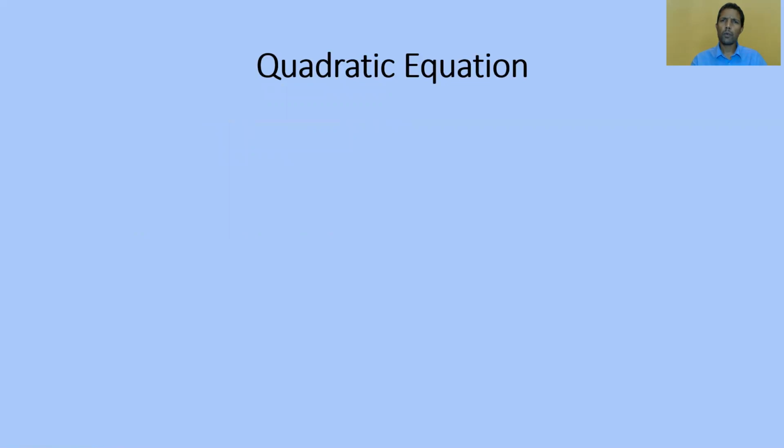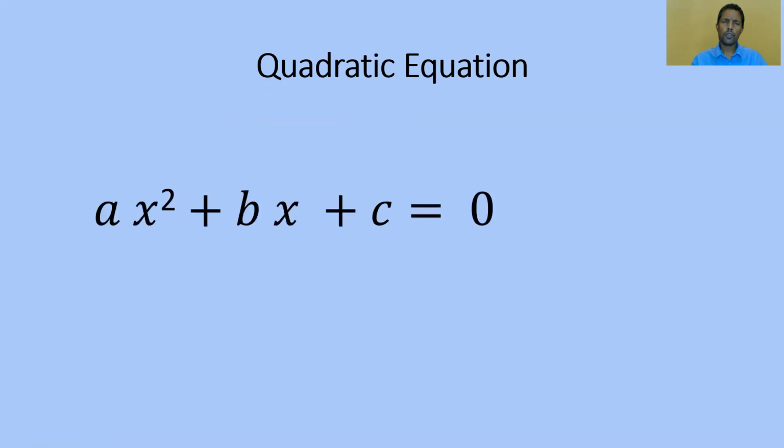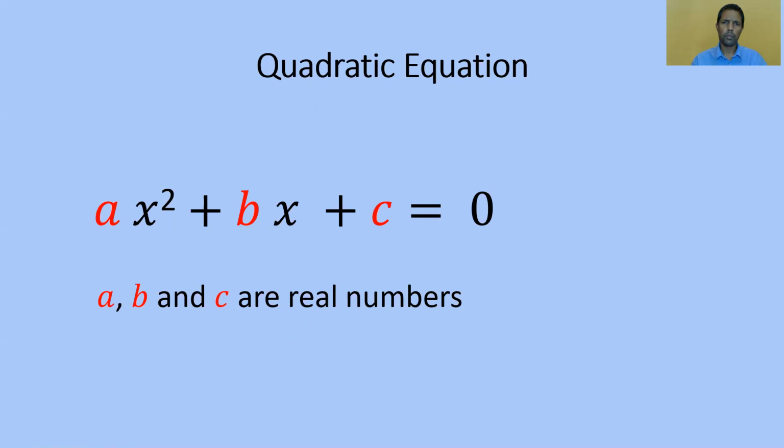Now, what is a quadratic equation? It is an equation of the form ax squared plus bx plus c is equal to 0, where a, b, and c are real numbers and a cannot be 0.